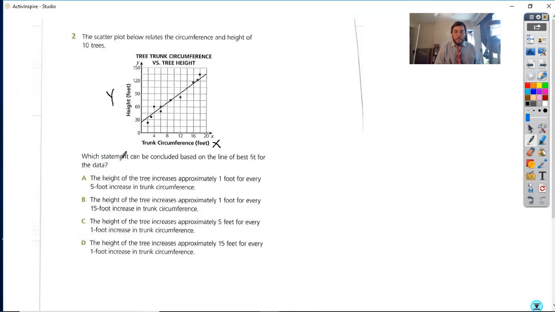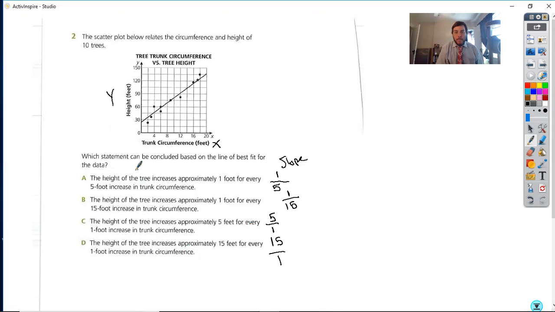So when we're talking here, we're looking at the slope. So choice A is saying that the y's increase 1 for every x increase of 5. So the slope would be 1/5 here. B says the height increases 1 for every 15-foot increase in our x values. C says that the height of trees increases by 5 for every 1 foot of increase in trunk circumference. And D says that the height increases by 15 for every 1 foot in trunk circumference.